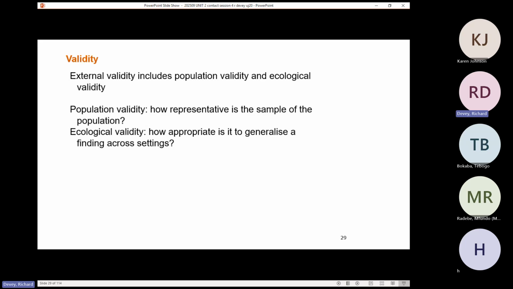Yeah, and then external validity that relates to the population validity. There's two forms here. One is population validity, which is how representative is the sample of the population, and then there's ecological validity, which relates to the setting in which your research takes place and how appropriate is it to generalize from that setting to other settings.